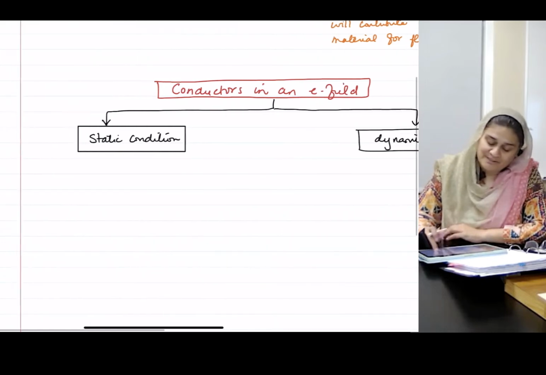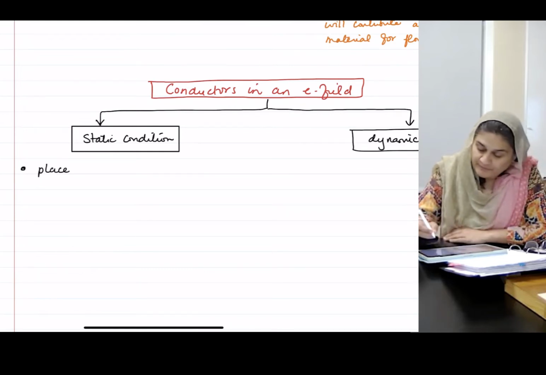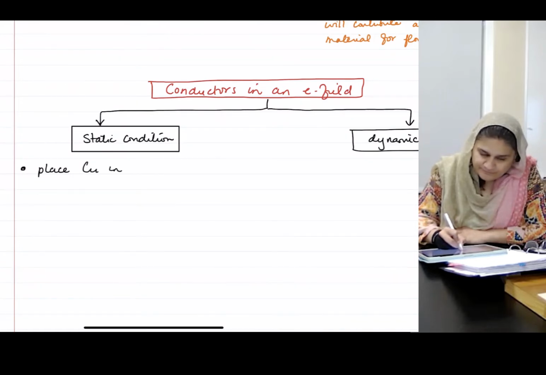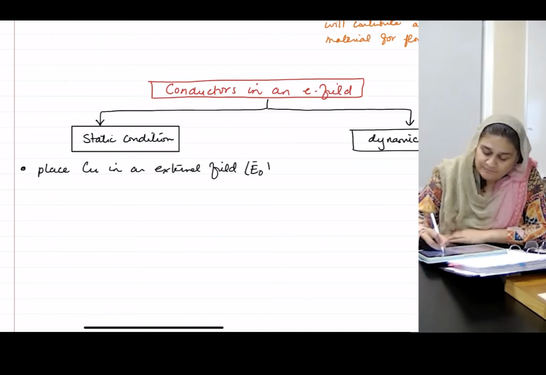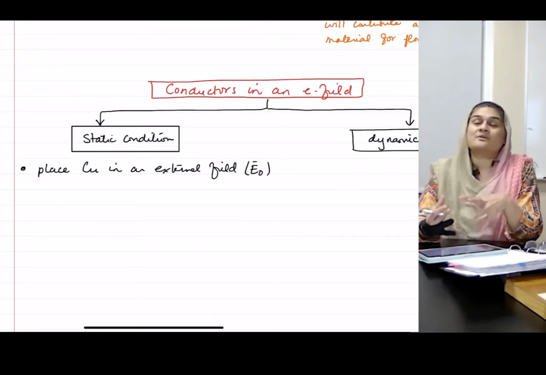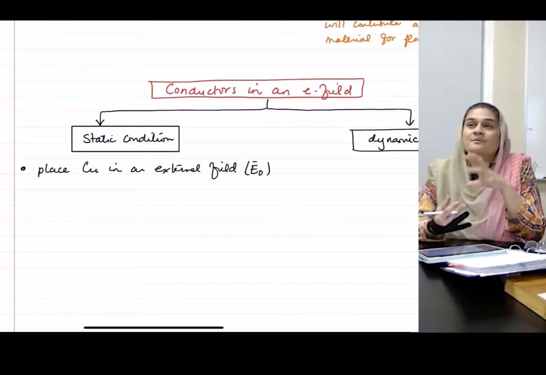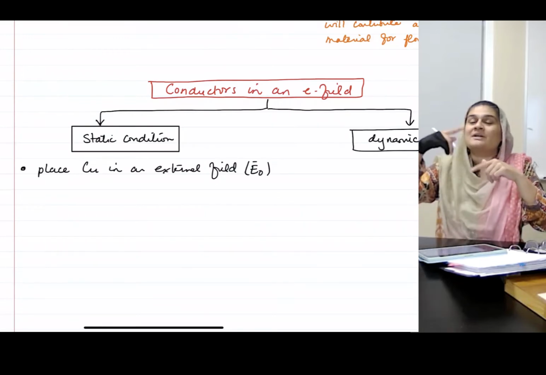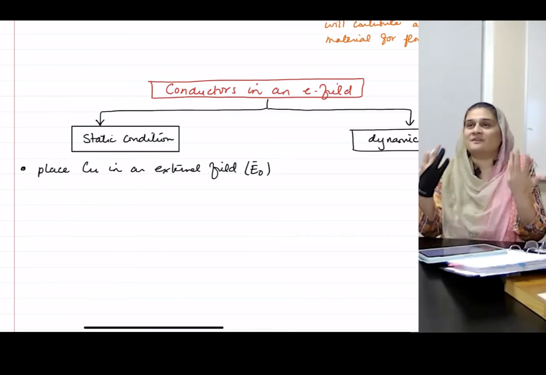So let's start with the static condition. Number 1, place copper in an external field. Let's say E0. So since we're talking about conductors, I want you to think about a conductor as if it was a gas in which the electrons are free to move. I know it's not, but I want you to think that.